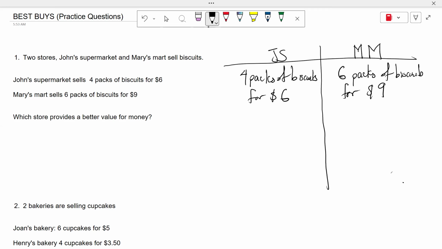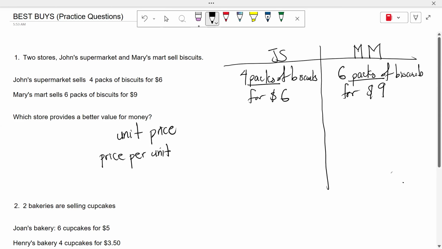Now, which store provides a better value for money? There are 3 ways we can do this, but let's start with the most common way, which is to compare the unit price. Some people call this the unitary method. I just call it the unit price method. You want to know the price per unit. In this case, our unit is the packs.